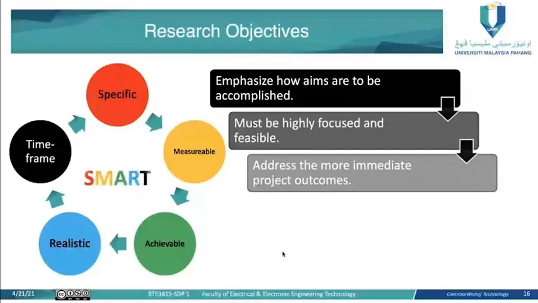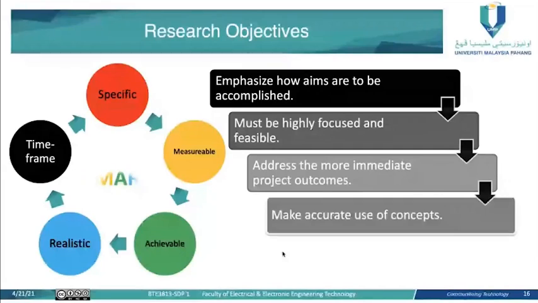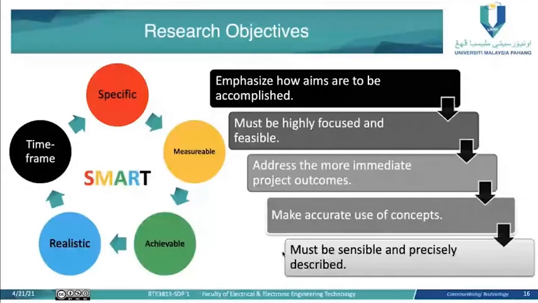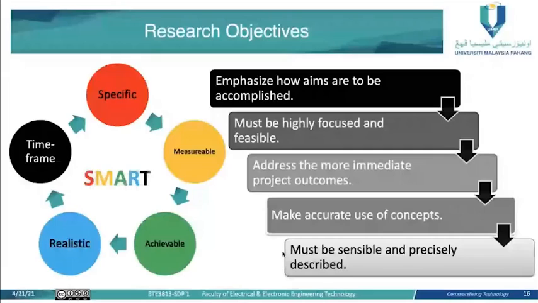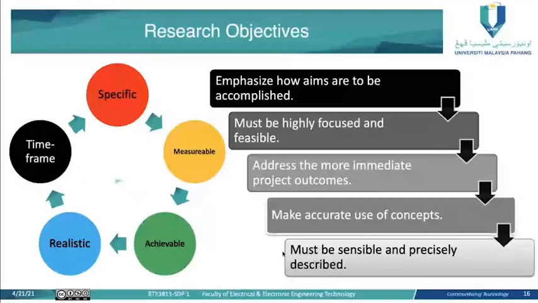Then make accurate use of concepts, and they must be sensible and precisely described. I mean, don't use words in your objective which are not clear or need more explanation. Try to be more direct, use scientific words, explain, be brave. No need to write everything in the objective. You can say to design this system by using that material, for example, to fabricate this system by using this method, to evaluate this system by using that method.